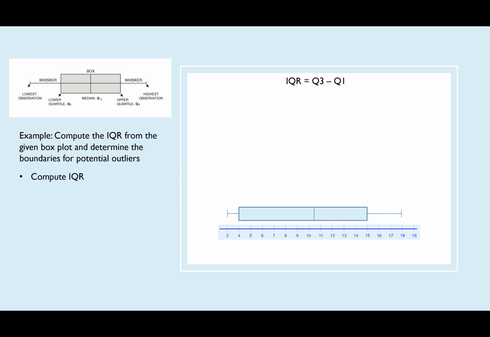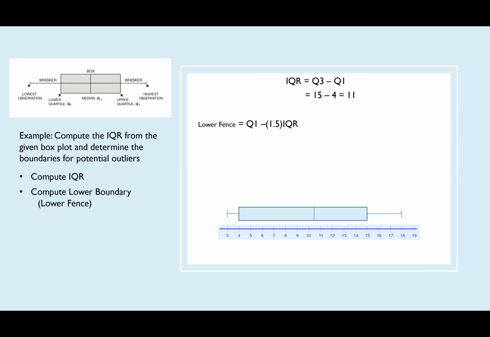So the first thing we want to do is compute the IQR, which is done by taking Q3 and subtracting Q1. So in our box plot, we can identify Q3 by being the right side of the box, which is 15. And Q1 is the left side of the box, which is 4. So subtracting those two, I get an IQR of 11.